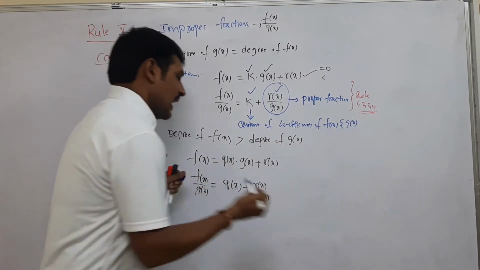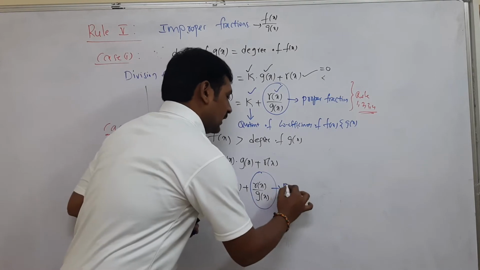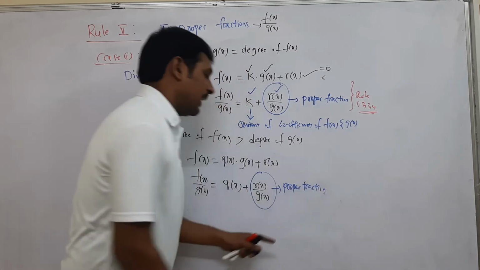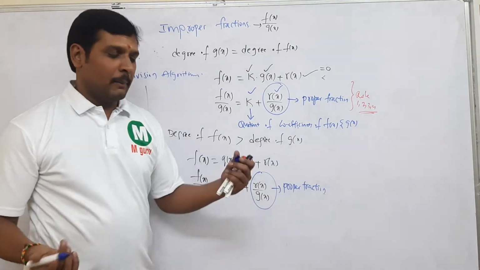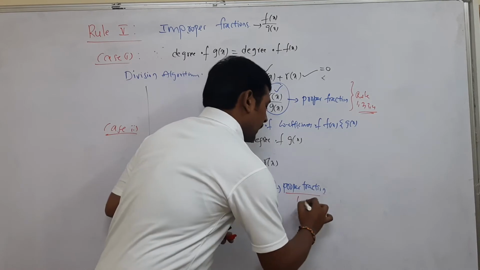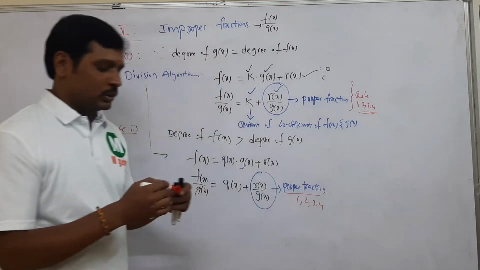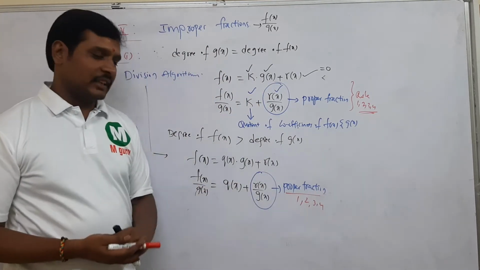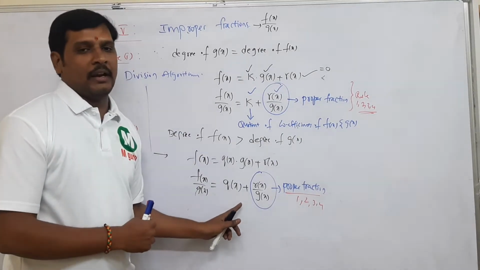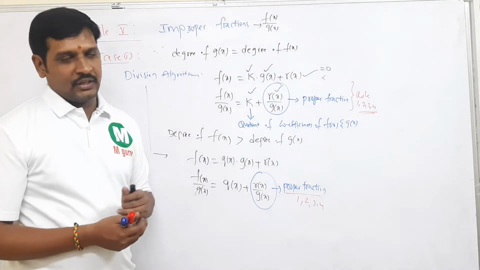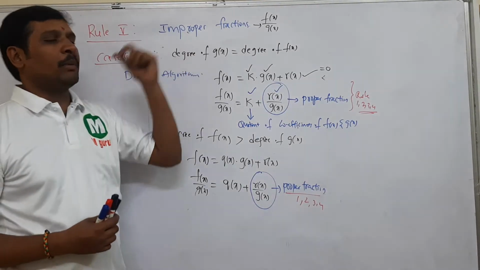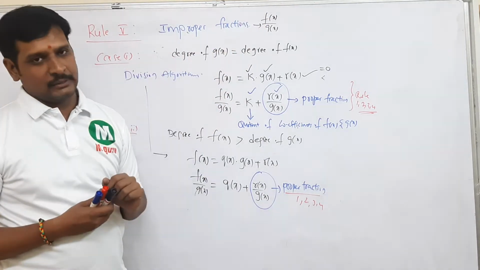Once again, this r of x by g of x is a proper fraction. So again, this can be solved by using any one of the rules which we have used earlier. By using rules 1, 2, 3, 4, we can find partial fractions of this. And q of x is a quotient polynomial coefficient, right? So this is about rule number 5. What is rule number 5? Improper fractions of f of x by g of x.